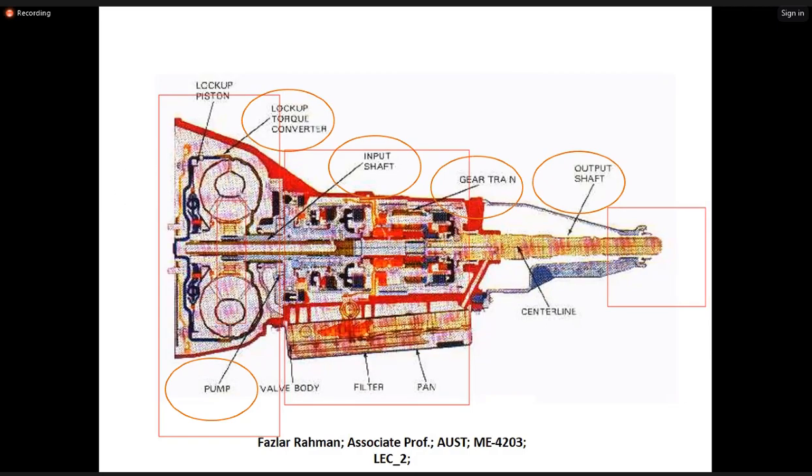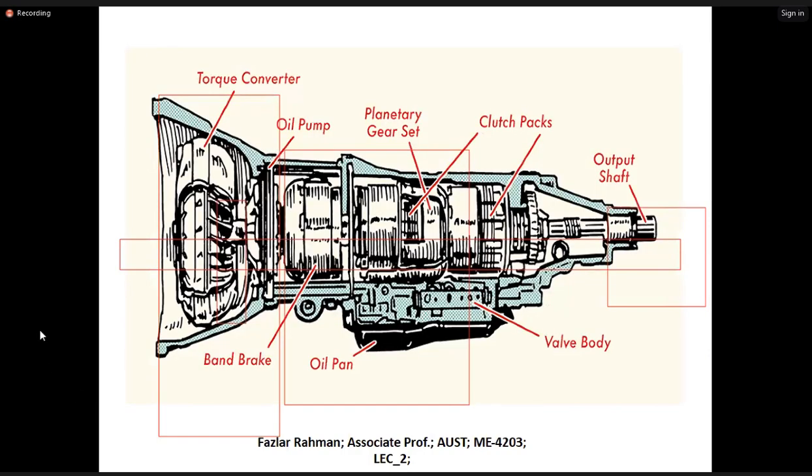The torque converter, gearbox, and output shaft, everything aligned with the same center line. And this is better to transmit the power. But in manual transmission, what you see there is three shafts: input shaft, then counter shaft, then output shaft, right? And there is one more configuration right over here.